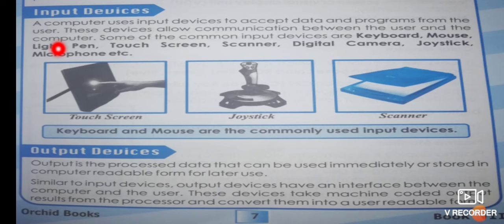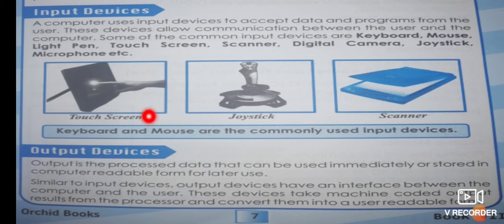The one who uses the system and wants to type, either through a keyboard, or select through a mouse, and other input devices like touch screen, joystick, scanner, light pen, digital camera, and microphone. So these are other input devices. Through these inputs, we accept the data and communicate to the computer.